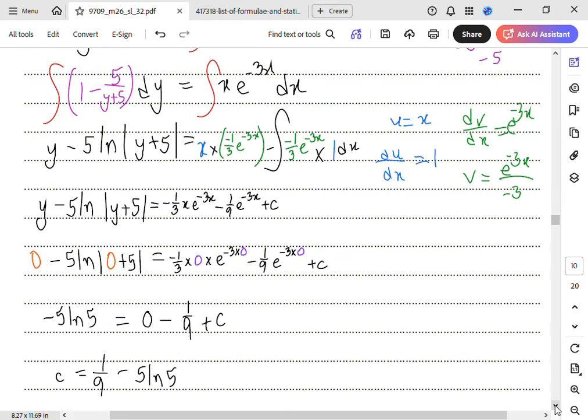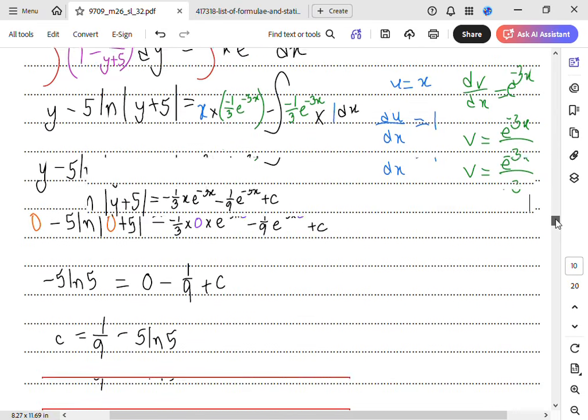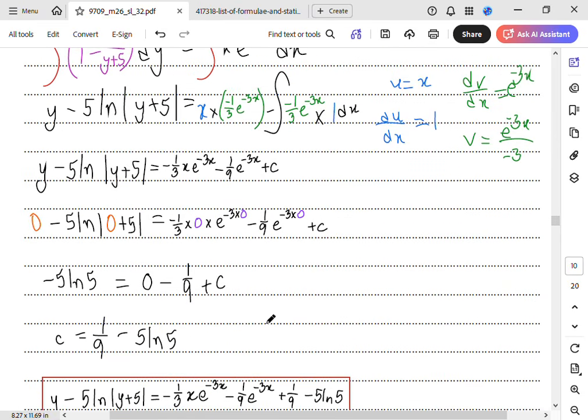So now the question, let me check again. It does not say to make y the subject or x the subject. So you can just keep it like this. y minus 5 ln y plus 5 equals minus 1 by 3 x e to the power minus 3x minus 1 by 9 e to the power minus 3x, then c, which is 1 by 9 minus 5 ln 5. However, this is just my personal preference.